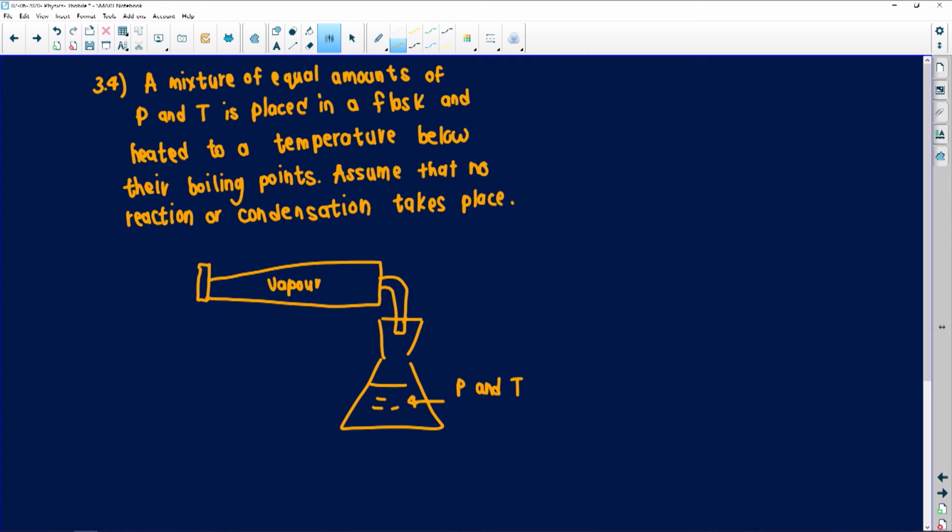So the question they're asking us, 3.4.1, which compound will be present in a greater amount in the syringe.